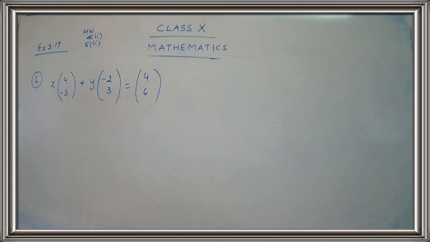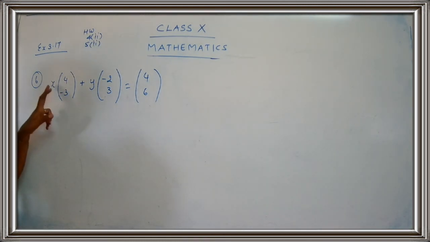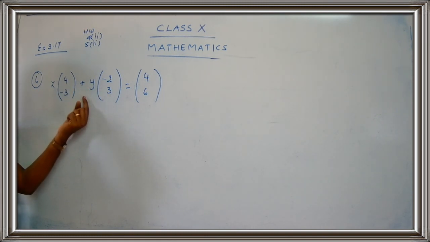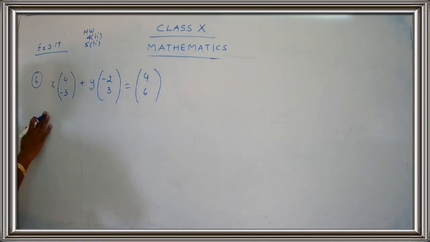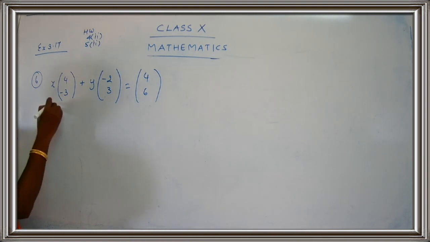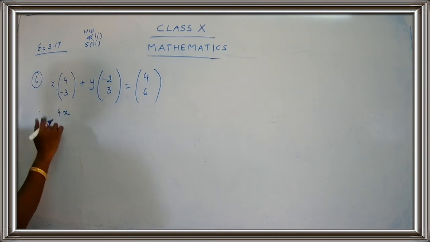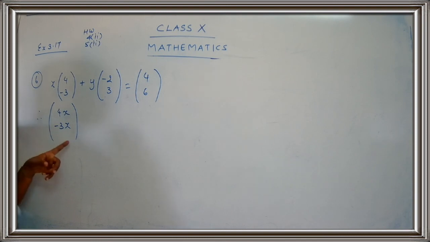Let's start children. First of all, let us go for the multiplication part. Let us multiply the matrices with the given scalars. For the first matrix you have to multiply by x, and for the second matrix you have to multiply by y. Let's go for the multiplication part here. So you get here 4 into x. x into 4 means you write down as 4x, minus 3 into x, minus 3x.